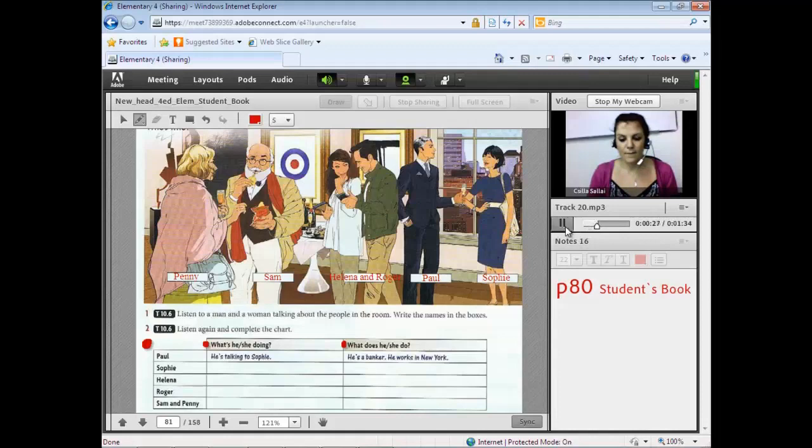Wow. So look at the example sentences here. About Paul, this man, who is standing by the window. So what is he doing? He's talking to Sophie. That's what he's doing at the moment. But what does he do? He's a banker. What does banker mean? Who can tell me?